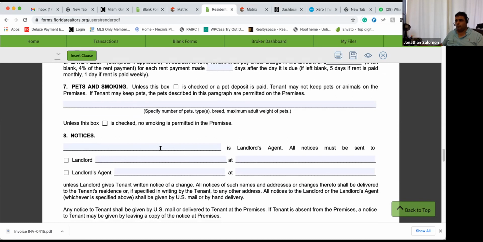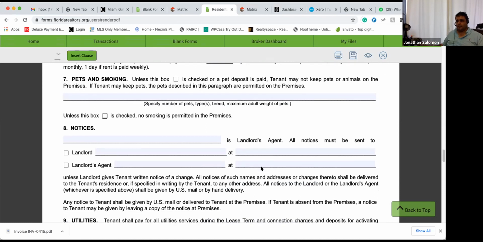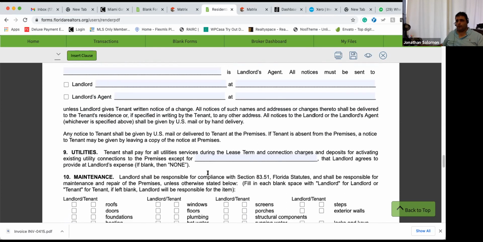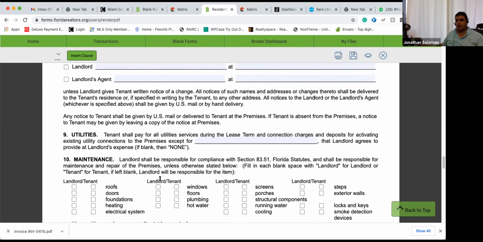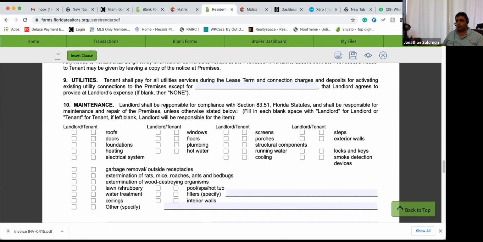Notice, we need to put the landlord's agents right here, whether it's the landlord, whether it's you, or someone else, maybe their attorney. We can put their information right here and the address to which it's going to be sent. So very important right here. Utilities, again, very similar. If there are any utilities that the landlord is going to take over, we can disclose them right here. And again, maintenance, I think we're very clear about that in the other residential lease.